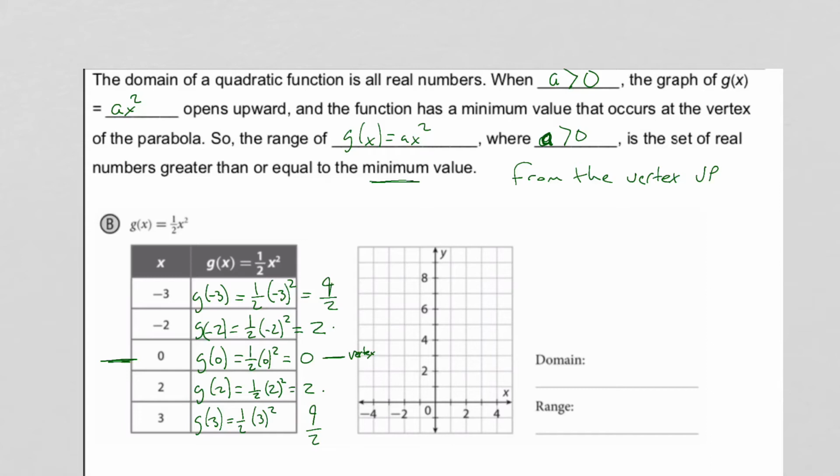So let's plot our graph. We've got 0, 0 is a point. We've got -2 and 2 is a point. We've got +2 and 2 is a point. And then we also have 3 and 9/2, which is slightly more than 4. 4.5 to be exact. So here you go. This is your parabola, at least the general shape of it.